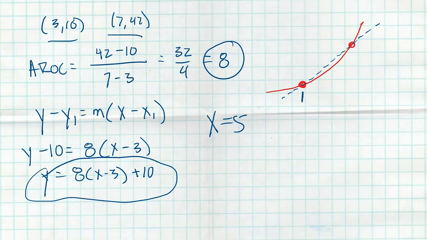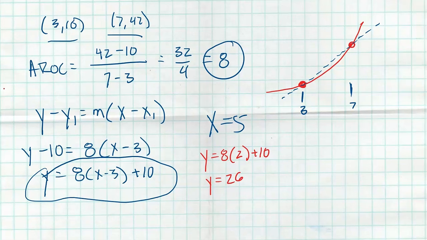Now remember, this point right here was at 3. This point right here was at 7. So 5 is somewhere in between. So let's go ahead and plug in 5. So we get 8 times 5 minus 3. 5 minus 3 is 2, plus 10. 8 times 2 is 16. 16 plus 10 is 26. Hope everybody follows my math there.